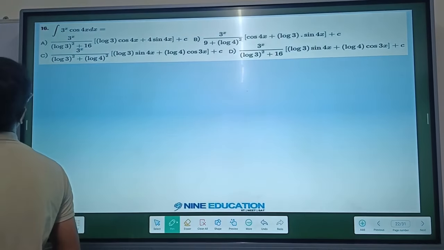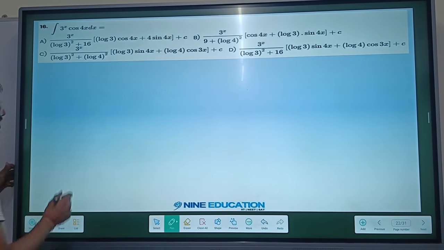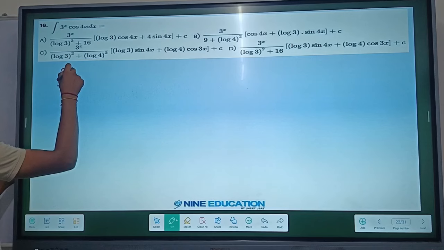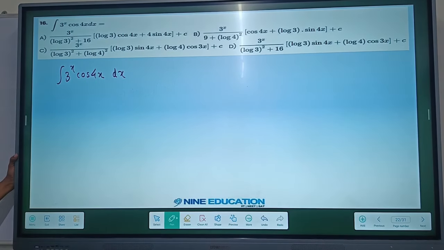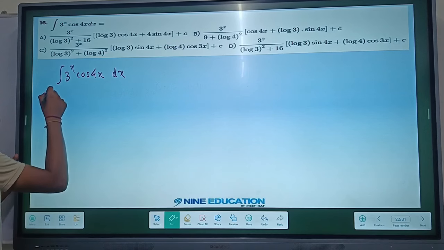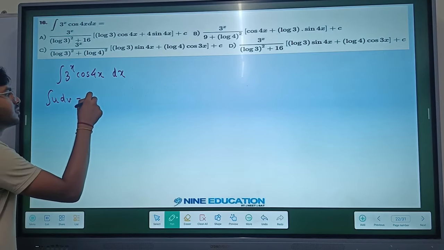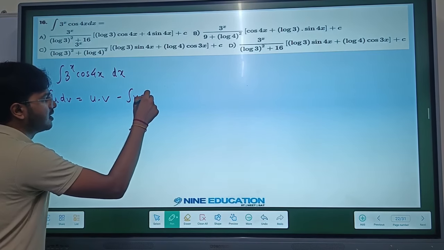Integration of 3 power x cos of 4x dx. What do I need to use? I need to use integration by parts. Integration by parts: integration of u dv equals u into v minus integration of v du.